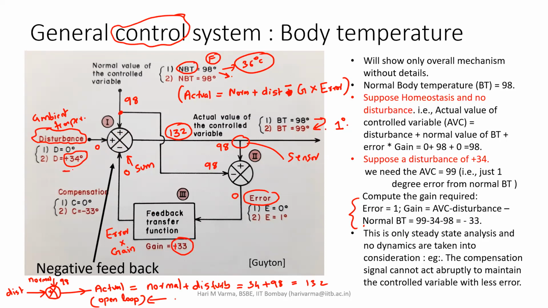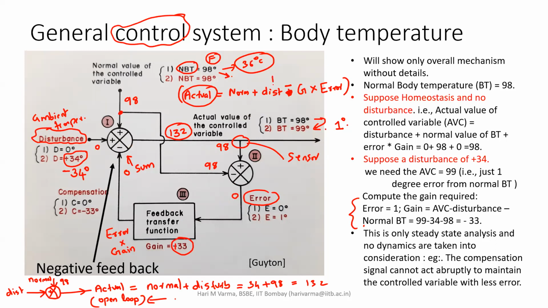Similarly, if it is minus 34, what will happen? The disturbance fluctuates to minus 34. Then your disturbance is now reduced, so the actual control variable will come down. If this comes down, essentially you have to push it up. So when this comes down, this will also come down, because this is a negative quantity, there is a subtraction here, so that the actual will be maintained.